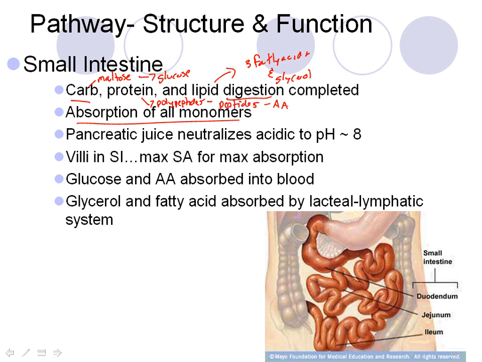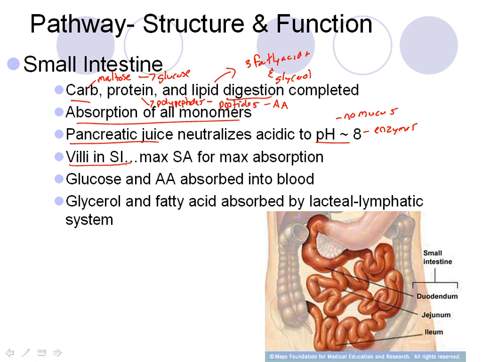And they're all absorbed. So this is the big part. None of the monomers are absorbed anywhere else besides the small intestine. We have pancreatic juice because when we have our pH coming from our stomach of 2.5, it doesn't work out very well in the small intestines for 2 reasons. One, it doesn't have mucus, so no mucus. So we need to have that basic pH. And also the enzymes in the small intestine want a pH of 8 in order to be activated properly, whereas some, like in the stomach, need that low pH.